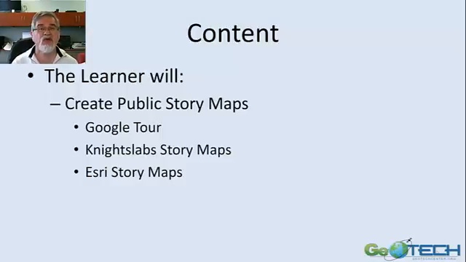That means there's no login required, there's no special information required, that anybody can get to this story map that we're going to create. We're going to use 3 different pieces of software to do this. We're going to use the Google Tours, going to use Knightslab Story Maps, and we're going to use the Esri Story Maps. Now Esri has lots of different types of story maps that you can create, and you're going to be required to create 2 different types. We'll walk you through one, and then you'll choose one of your own after that.